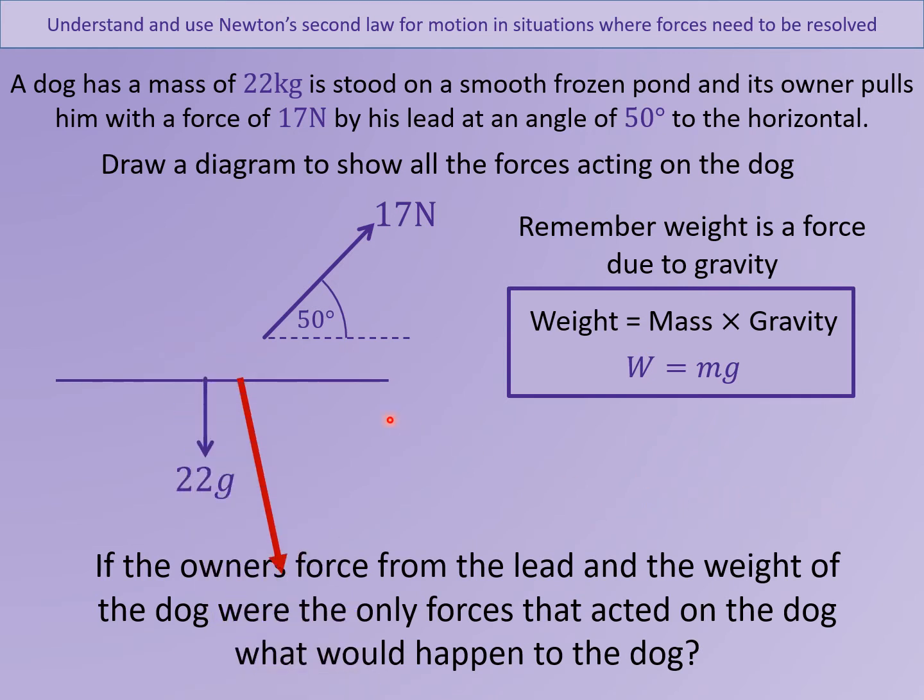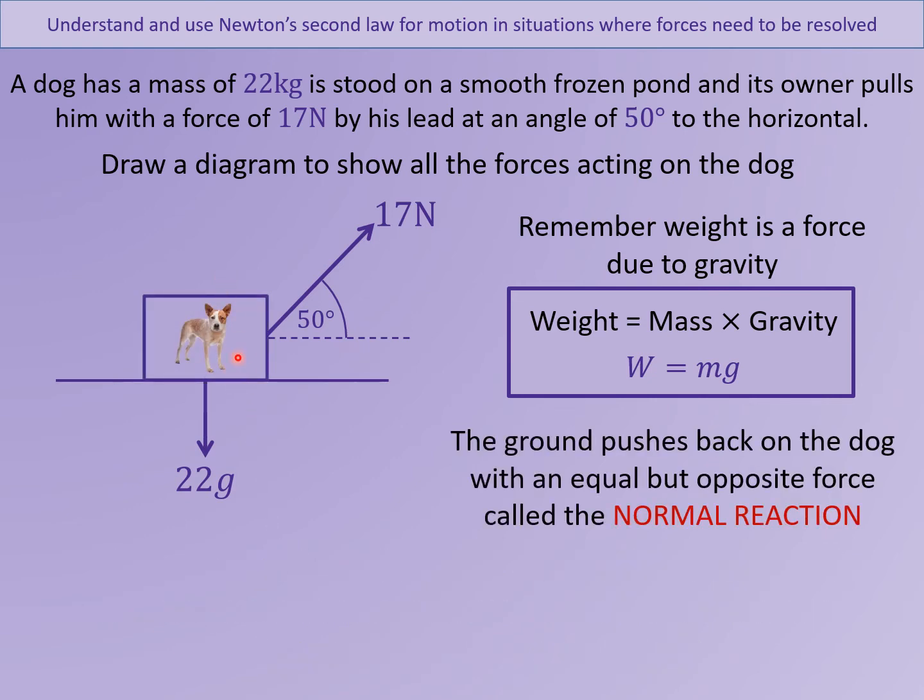It's the same reason that when you're stood on the floor, you don't just fall through the floor. There is another force acting on this dog. We know there's a force from the owner pulling it. We know there's a force pulling down, which is to do with its weight. There is also another force, and that is called the normal reaction force. Whenever you're stood on the floor, you are pushing down with a force which is to do with your mass. The ground pushes back on you with an equal but opposite reaction. And in this case, we put that down as what we call the normal reaction.